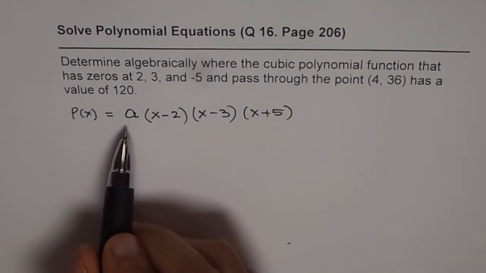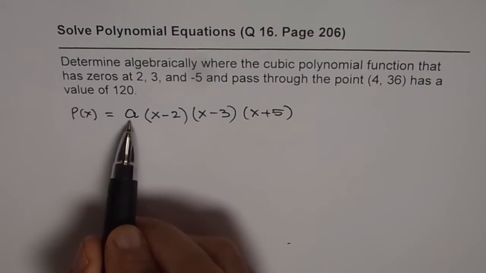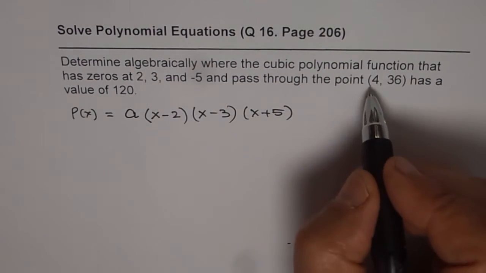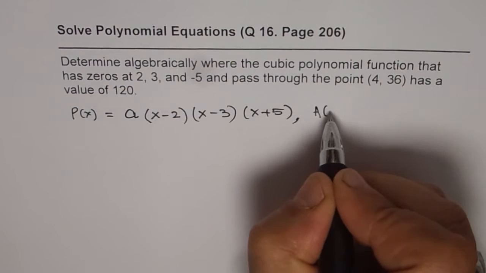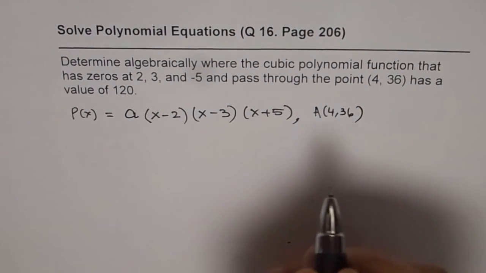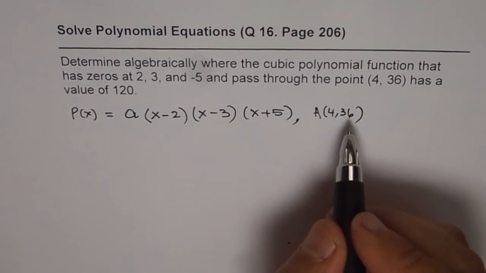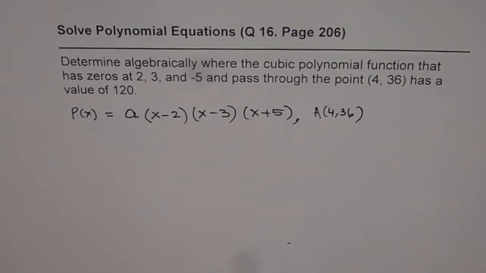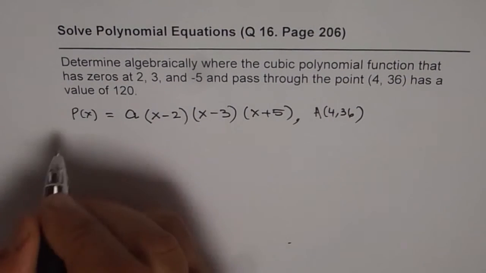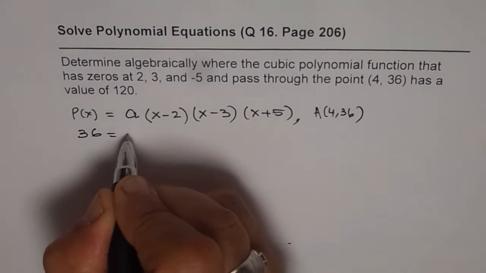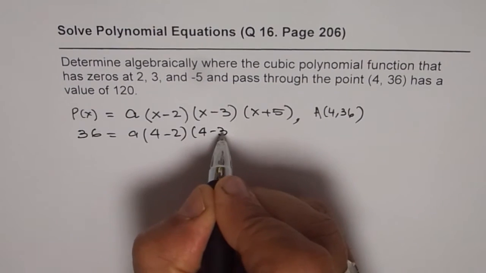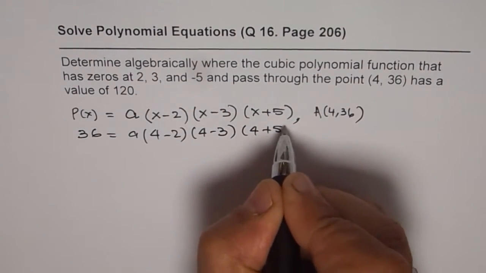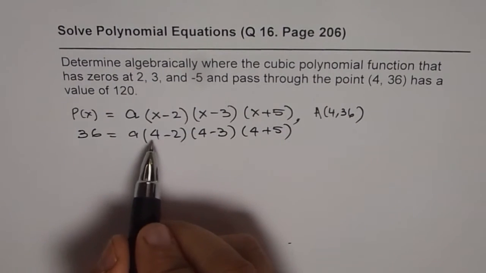In the first part of the solution, we'll find what the value of a is, which we can do using the point given to us, (4, 36). So we'll substitute 4 for x and 36 for p(x). I don't have a calculator today, so we'll do approximate calculations. So 36 for the polynomial, and then 4 for x: (4 - 2)(4 - 3)(4 + 5). Good. So a times all this.